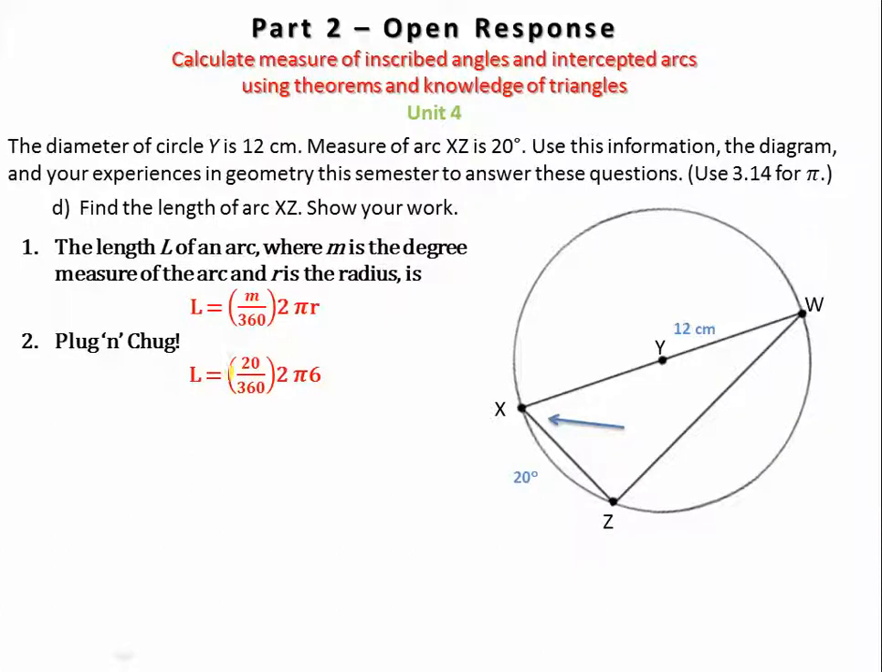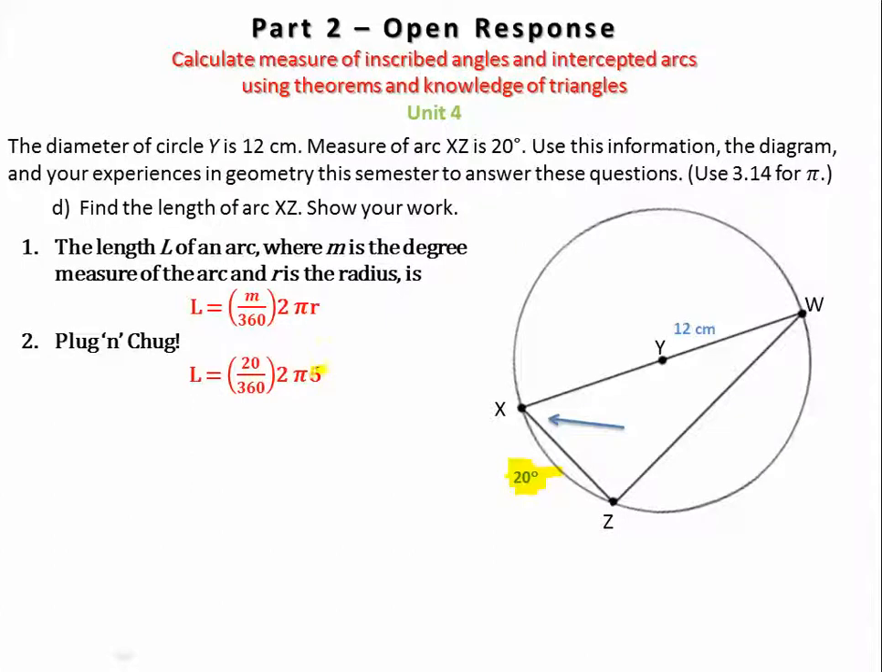So for the measure of the arc, I get 20, which right here is where I get the 20 from, because that's the measure of arc XZ. And now I know that its measure is 20 degrees. I want to know what its length is. And it's in centimeters. Okay, so is it 2 centimeters long? Is it 20 centimeters long? That's what I'm looking for.